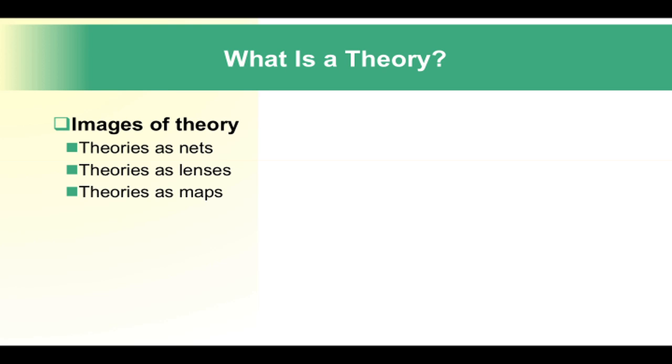Theories as nets, in other words, we're casting a net to see what we can find about truth or discover about truth. Theories as lenses, in other words, we're going to put on different sets of lenses, i.e. each theory is a different set of lenses, and each theory will reveal different things about the world in which we live. Theories as maps.